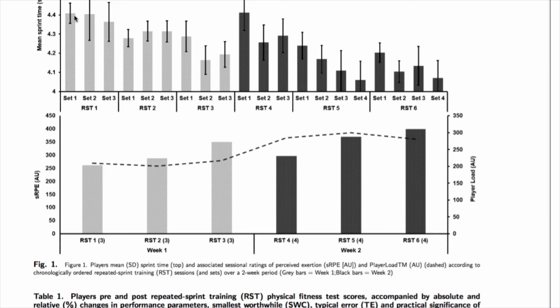As you can see here, this is the training data depicted in Figure 1. You can see that the training load of the player was progressive and undulating, and the mean sprint speed for each set was undulating and decreasing.